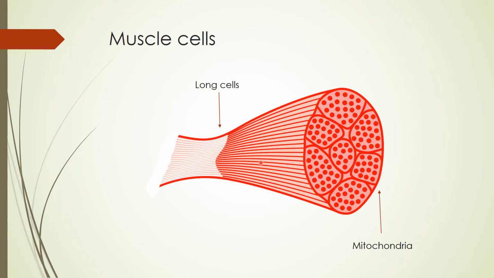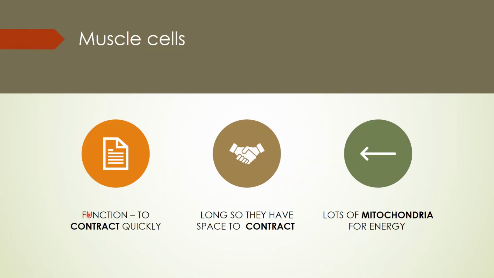Muscle cells. You don't really need to know the structure that much, but here's a diagram of it, and you can see it packed with mitochondria here, and they're very elongated. So its function is to contract quickly. If you think of all the movements you're doing throughout the day, they need to be done immediately. Long, so they have space to contract. And also, we can think of this as an evolutionary adaptation. If we're running away from predators, we need to get away quickly. And it has lots of mitochondria, like a sperm cell, for energy.